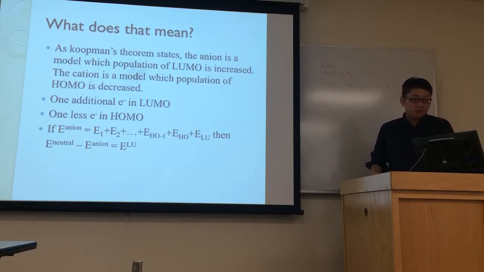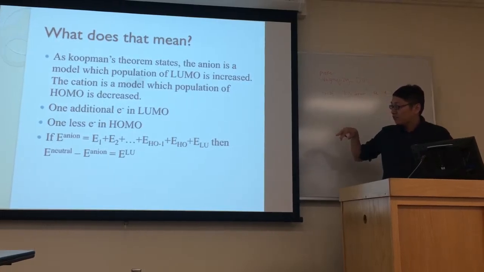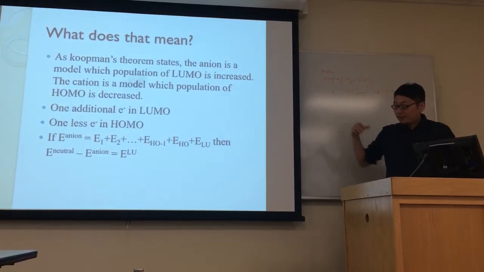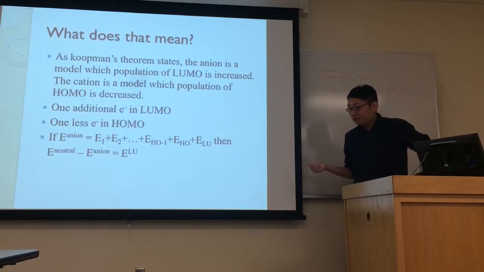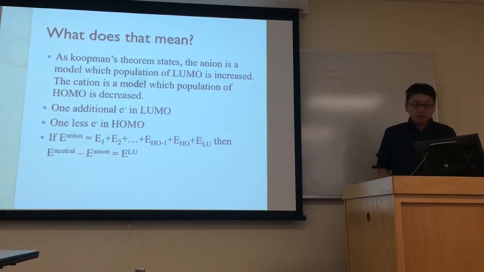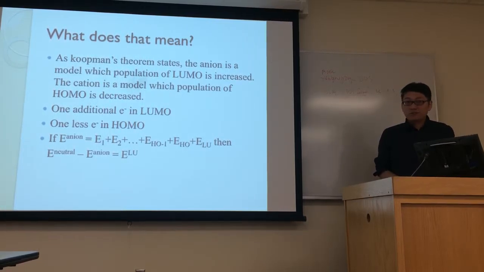So as the Professor told us, for example, if the total energy of the anion is all the states added up, then if we use the total energy of the neutral minus the total energy of the anion, it's going to give us the energy of the LUMO state.